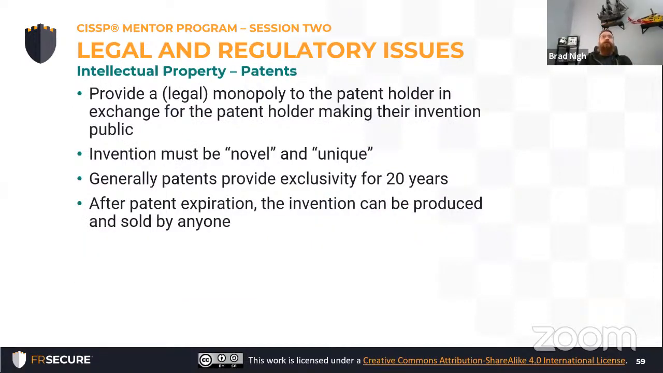Patents. So now we're talking about intellectual property. Easy for you to say.